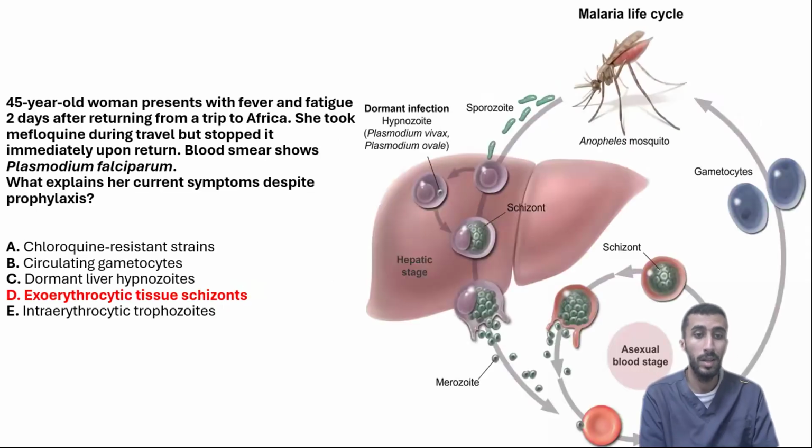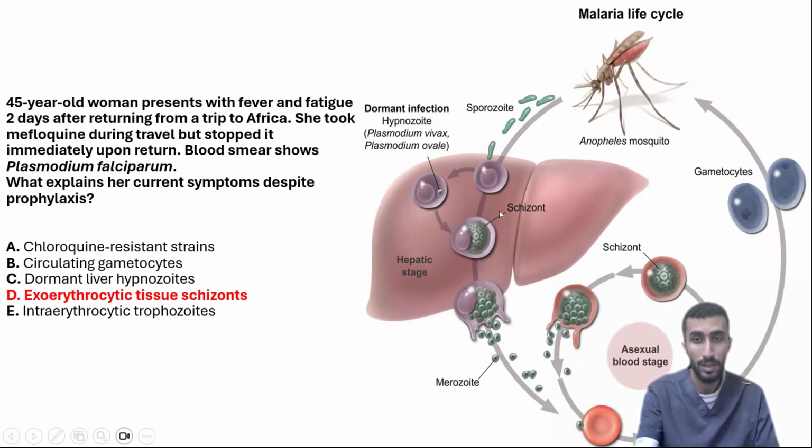And the correct answer is exoerythrocytic tissue schizont. So first, we got to talk about the malaria life cycle. It started with the Anopheles mosquito. It bites your skin and the sporozoite enters and goes directly to the liver. It lies dormant in the liver as a schizont, and the schizont is gonna rupture and the merozoites are gonna spill into your blood and go into some asexual blood stage in your blood, and some go into gametes and go back when the mosquito feeds again on your skin to complete the cycle.